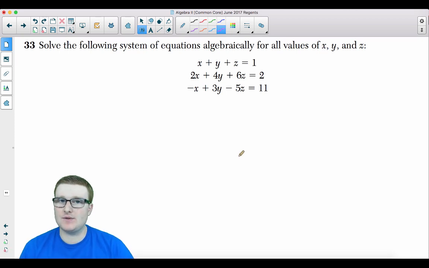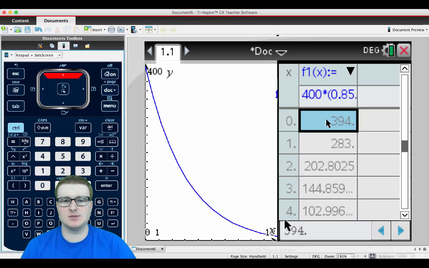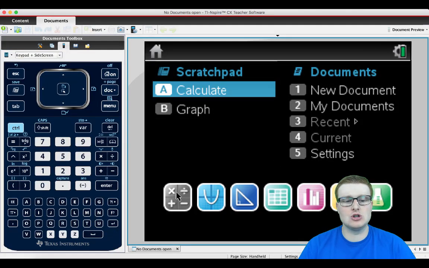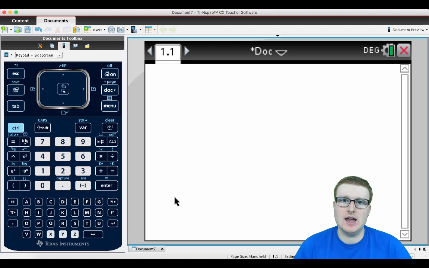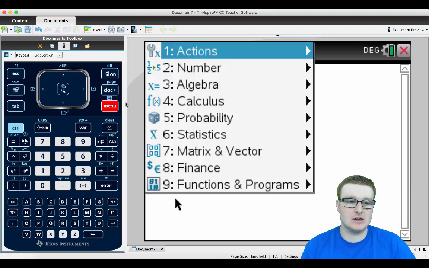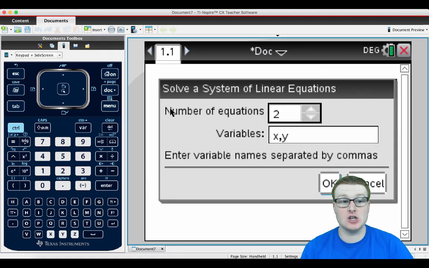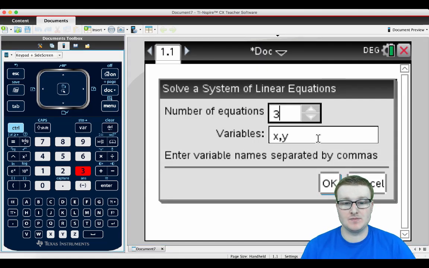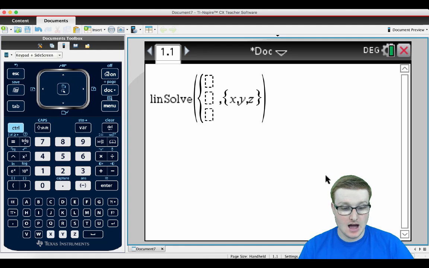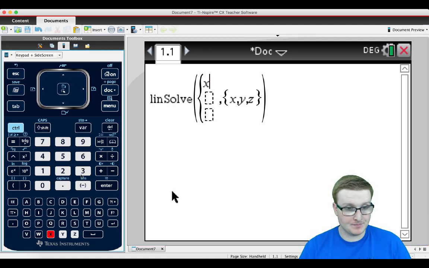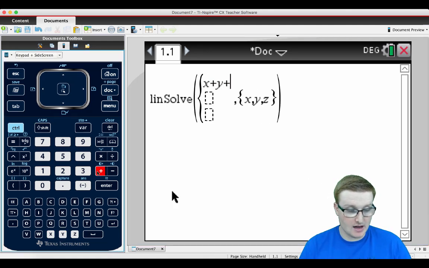What I recommend is, if you have the TI-Nspire, and if you don't, I don't know what you're waiting for because I advertise it way too many times, go to your calculator page and solve the system before you even attempt to solve it by hand. What do I mean? Go to menu, go to algebra, click on solve system of linear equations. We're working with 3 equations, variables x, y, and z. Click OK. I am going to type in my equations into the calculator.